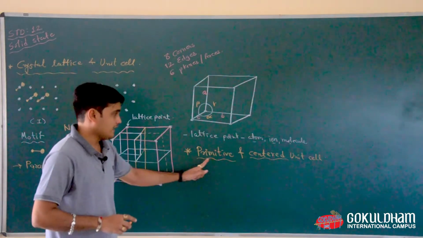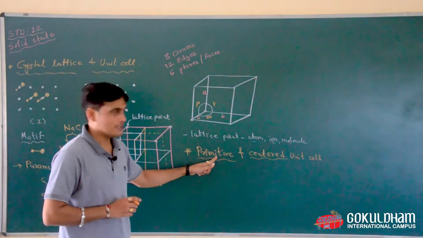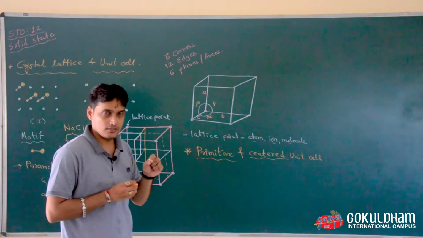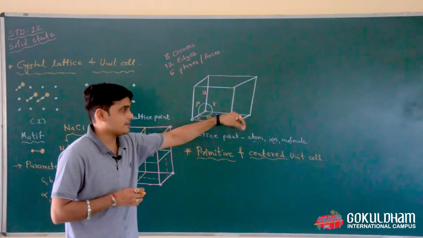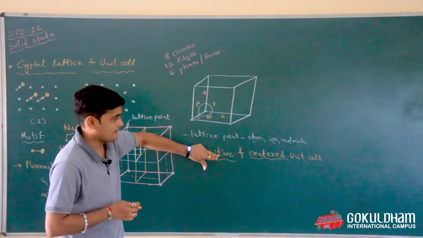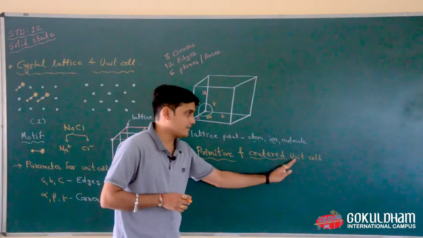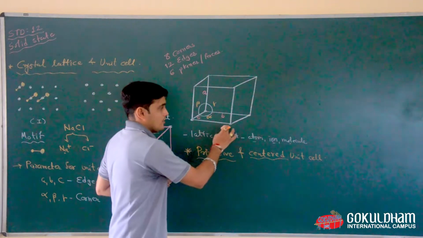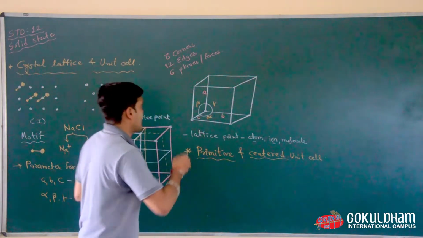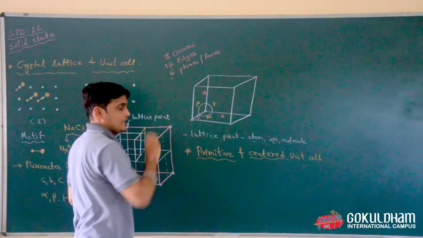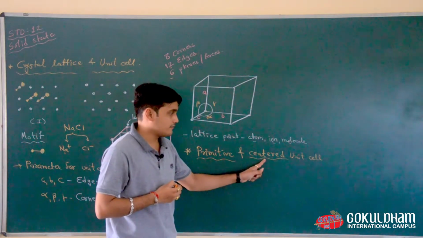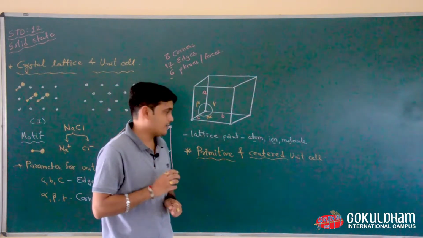Primitive and centered. In a primitive unit cell, there is only the presence of atoms on the corners. Only the corner will contain an atom, ion or molecule. This figure is known as a primitive unit cell. But in a centered unit cell, the atoms are present on the corners as well as other locations like planes or edges. Means other than the corner, a molecule, atom or ion is present, which is known as a centered unit cell.